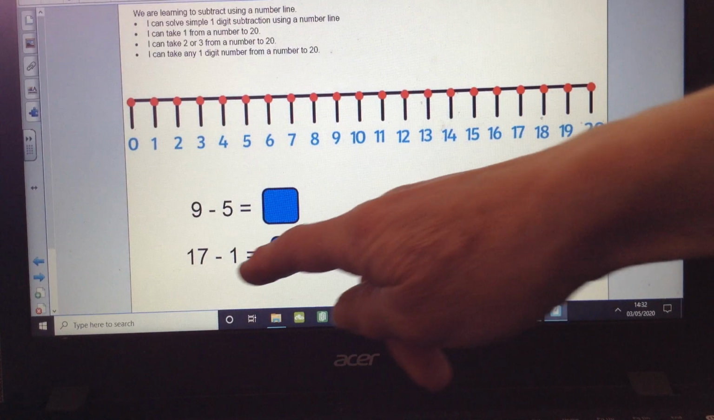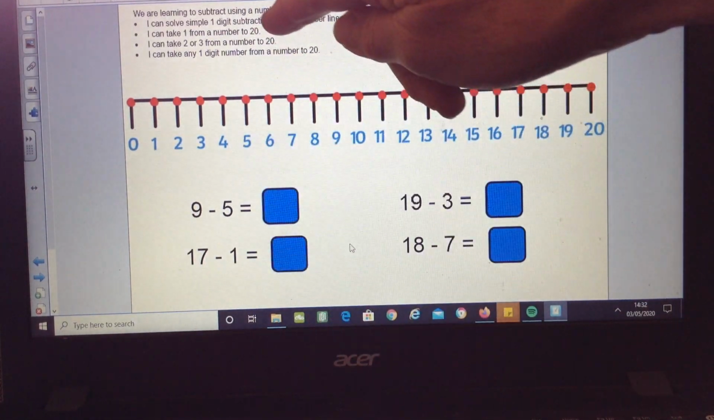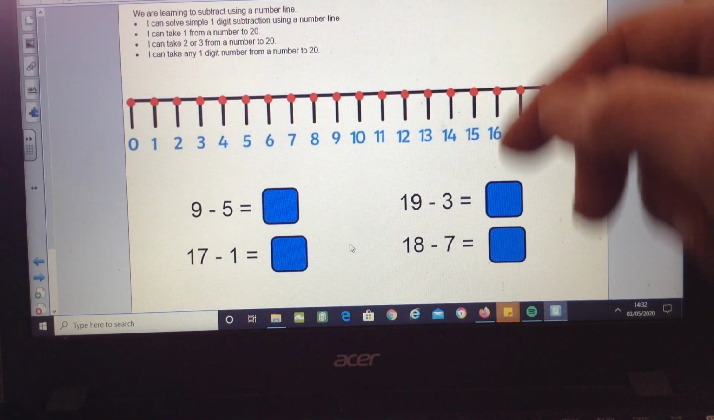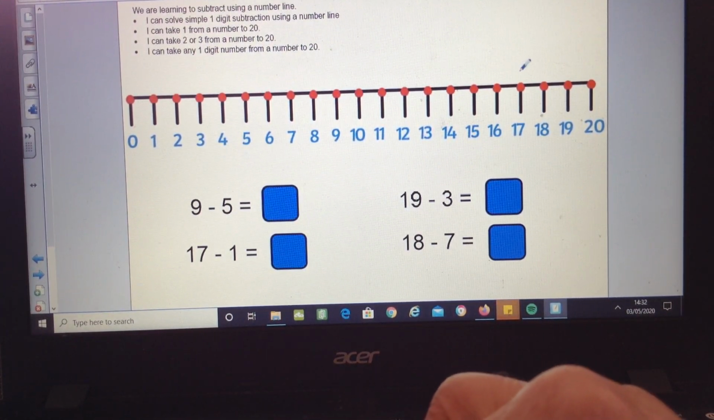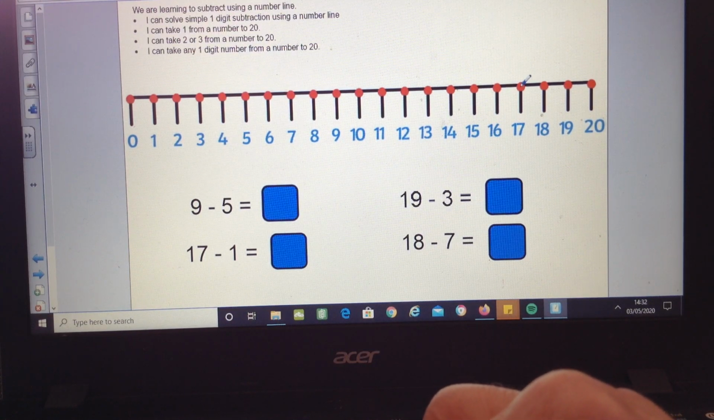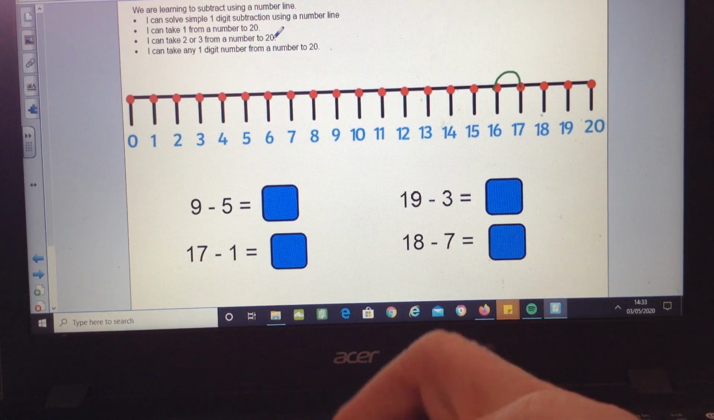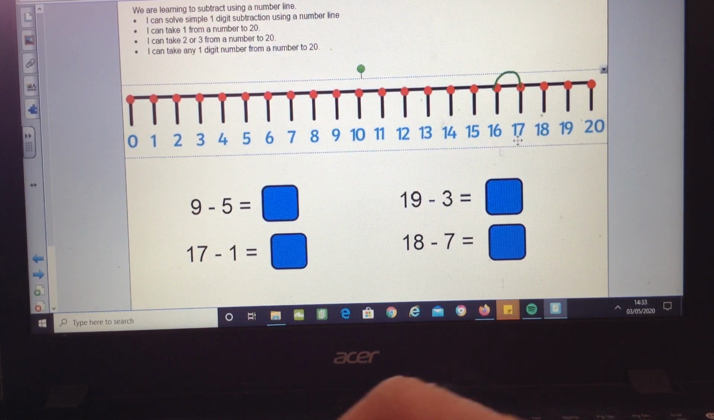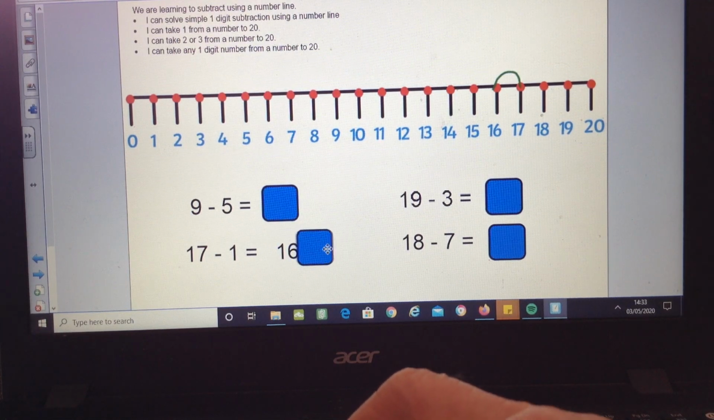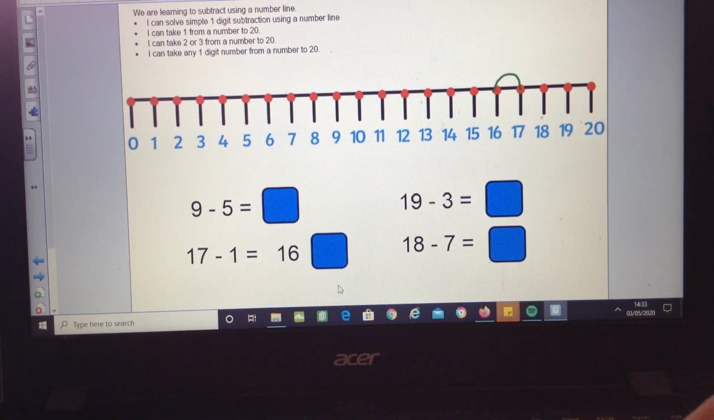Now the next one we're going to do is 17 take away 1. So we've got to be able to take 1 away from any number up to 20. So what do we do? We look at our larger number, we put our pen on the big number, 17, and take away 1. I've just got to do 1 jump, and the answer is 16, the number before 17. 17 take away 1 is 16.